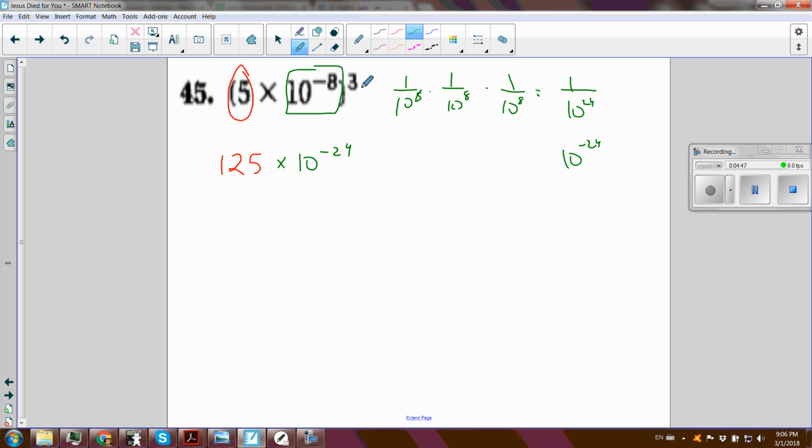The quick shortcut would have been just to multiply those exponents. But if you forget the rules, if you understand what the negative exponent means, you can figure it out without memorizing the rules. But we need the scientific notation, so we need 1.25 times 10 to the something power. Well, taking 125 and moving the decimal 24 times to the left. Here I've already moved it twice to the left, so I've only got to move it 22 more times to the left to be the same number.